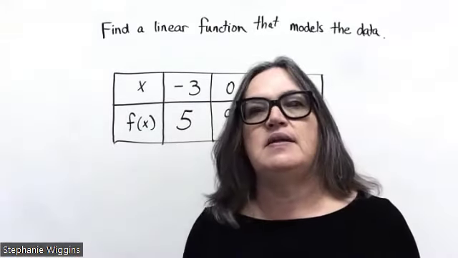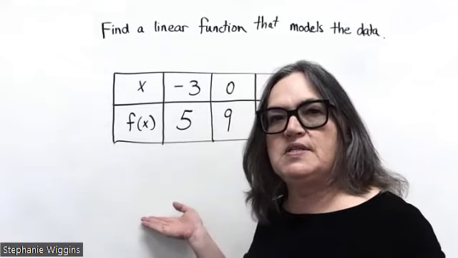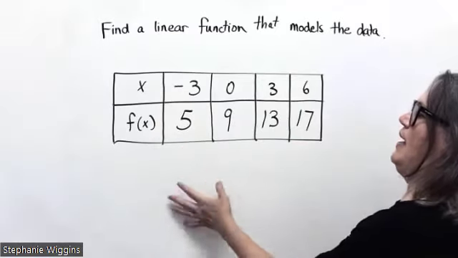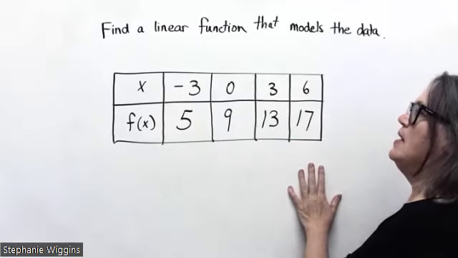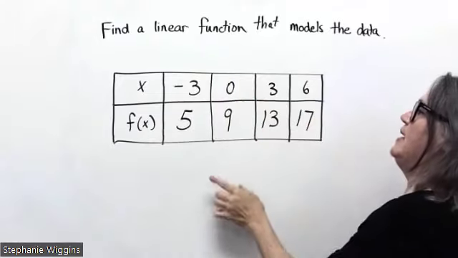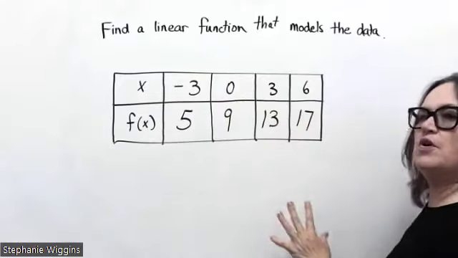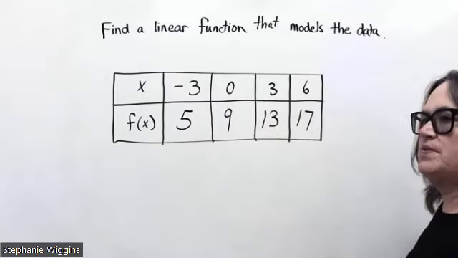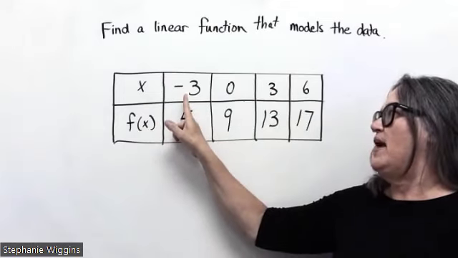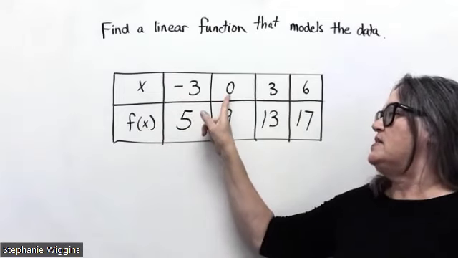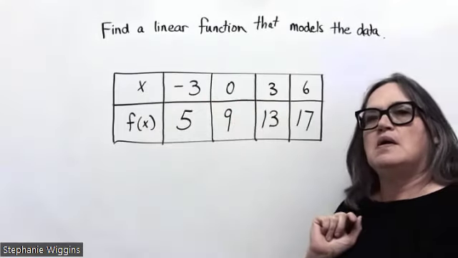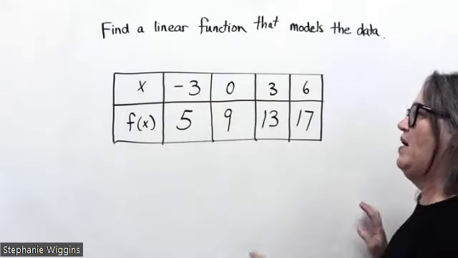Here, we're going to find a linear function that models this numerical data. So we're given a collection of ordered pairs. And since we're looking for the linear function that models this data, this is just a subset of all the ordered pairs. And you can see that we have -3 going to 0, 0 to 3, and 3 to 6.